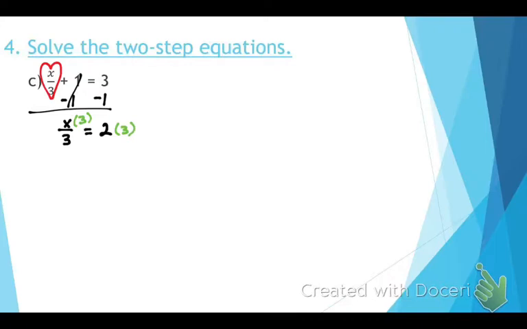How many of you would say that's where you made your mistake? Okay? 3 divided by 3 cancels out to 1. 1x equals, guys, what's 2 times 3? 6. Now we could check this out. If I put the 6 up here, 6 divided by 3 equals 2. 2 plus 1 does, in fact, equal 3. So the correct answer is 6.